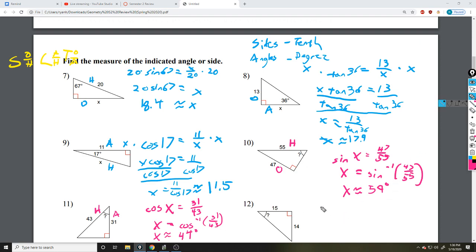And finally, on this last one, as you might be able to guess, we're going to use tangent. We're going to use tangent because we know opposite and we know adjacent. So opposite and adjacent, that's tangent. Tangent of the angle, which we don't know, equals opposite, which is 14, over adjacent, which is 15. And so we're going to rewrite it so that we can put it in the calculator. Tangent inverse of 14 over 15.